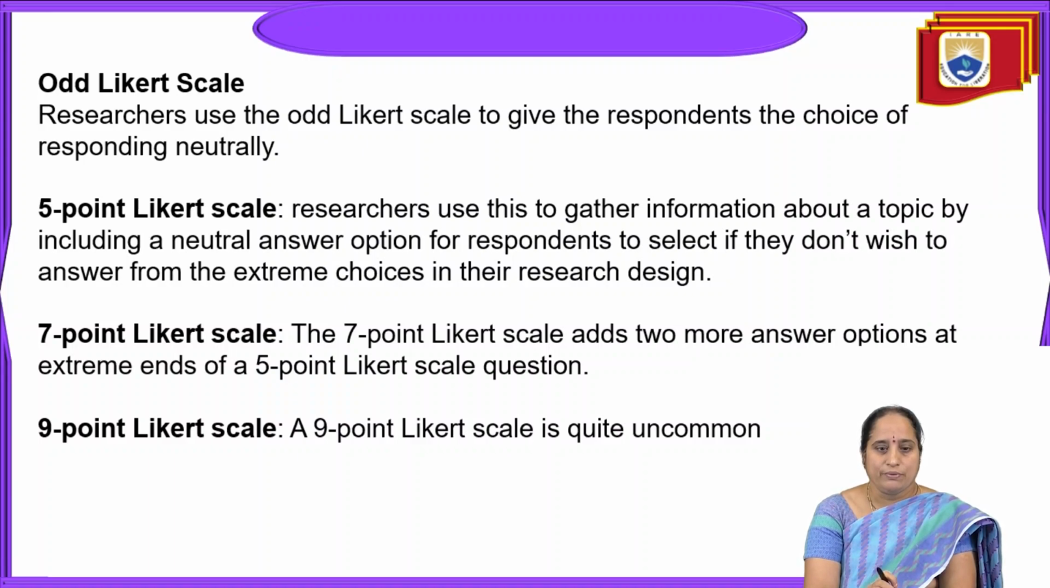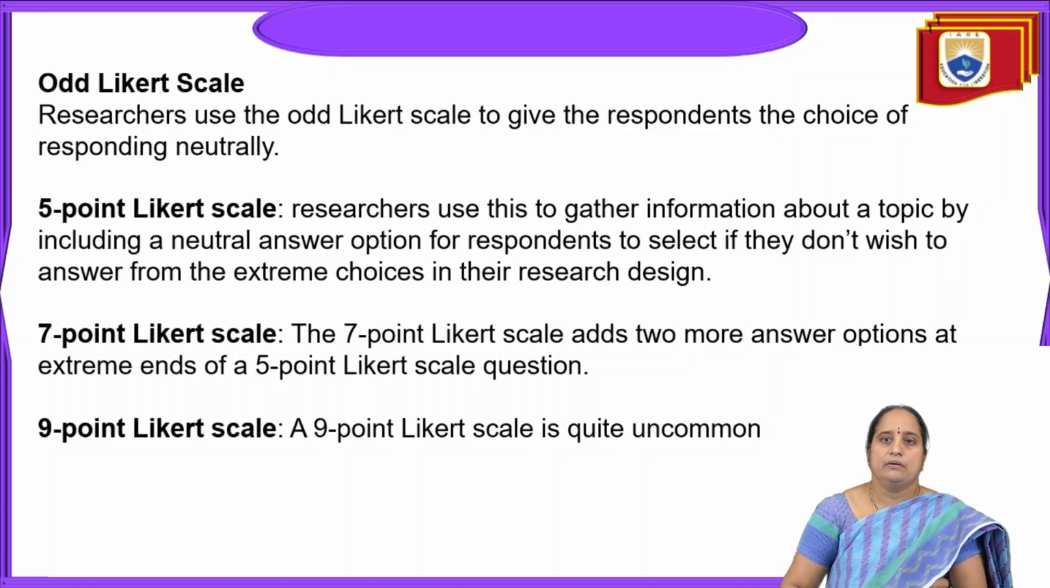Whereas the 7-point Likert scale adds 2 more answer options at the extreme ends of a 5-point Likert scale question. In the case of the 9-point Likert scale, it is quite uncommon. Very rarely do people go with a 9-point Likert scale, and especially whenever people want to give some opinion about recommendations, they use the 9-point Likert scale.